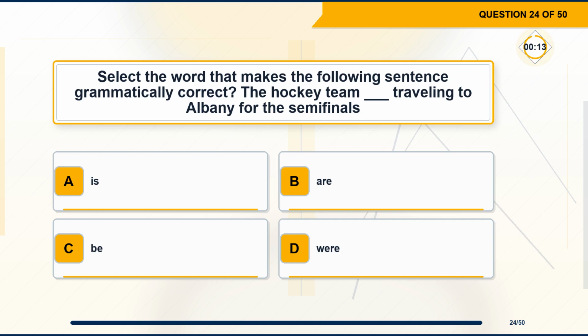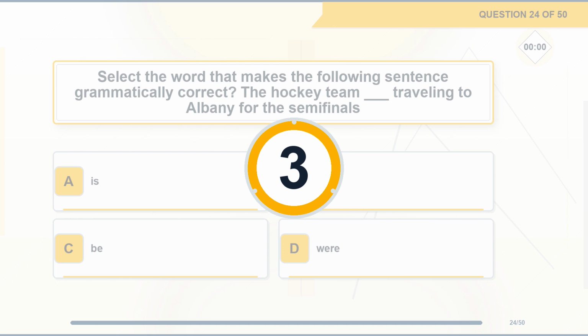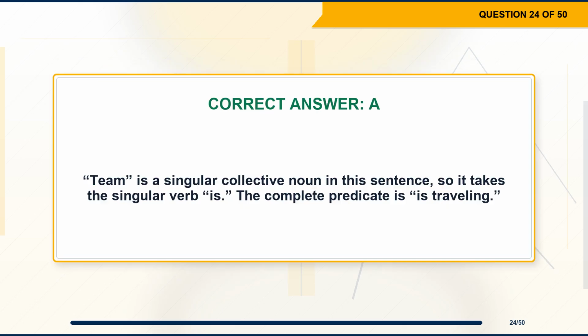Question 24. Select the word that makes the following sentence grammatically correct. The hockey team blank traveling to Albany for the semifinals. Option A, is. Option B, are. Option C, be. Option D, were. The correct answer is option A, is. Explanation. Team is a singular collective noun in this sentence, so it takes the singular verb is. The complete predicate is traveling.